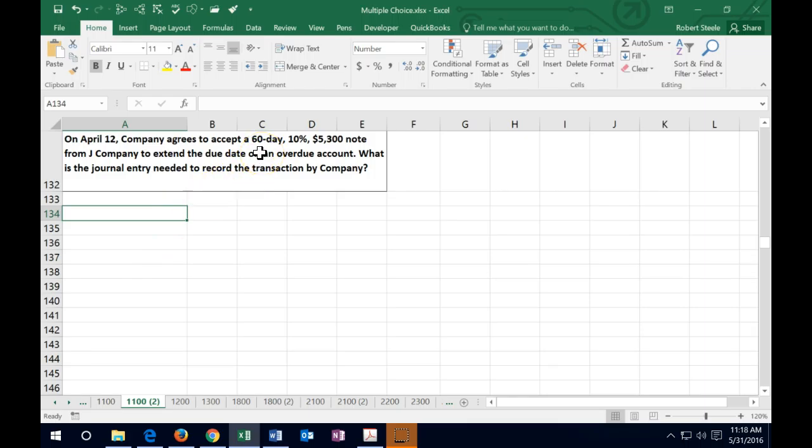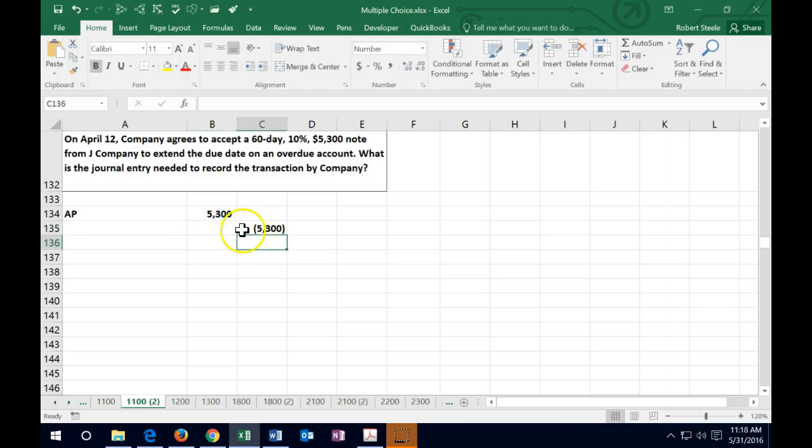This period, it's going to be 60 days, usually a formal document instead of just a verbal agreement, and usually interest will be charged. So what that means is that we had an accounts payable, a liability that we need to take off of the books. So we're going to do the opposite thing to it. Accounts payable has a credit. We're going to debit the accounts payable for the 5,300, and then we have to credit something.